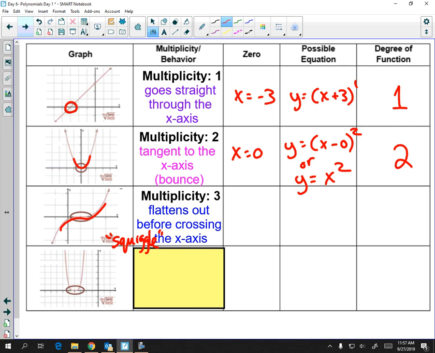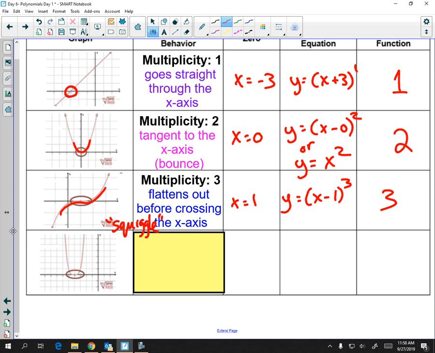So our 0 is x equals 1. If x equals positive 1 is the 0, then x minus 1 is your factor. Now this had a multiplicity of 3, so your exponent is going to be 3. And it has a degree of 3, which makes sense because this is a cubic function, which should have a degree of 3.